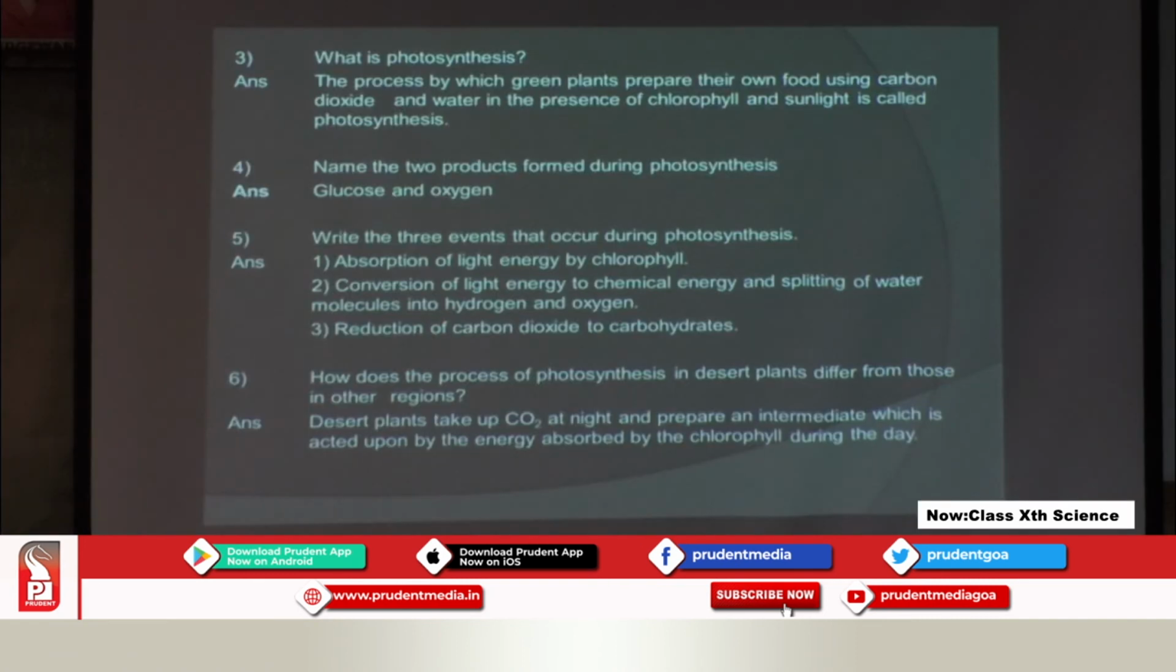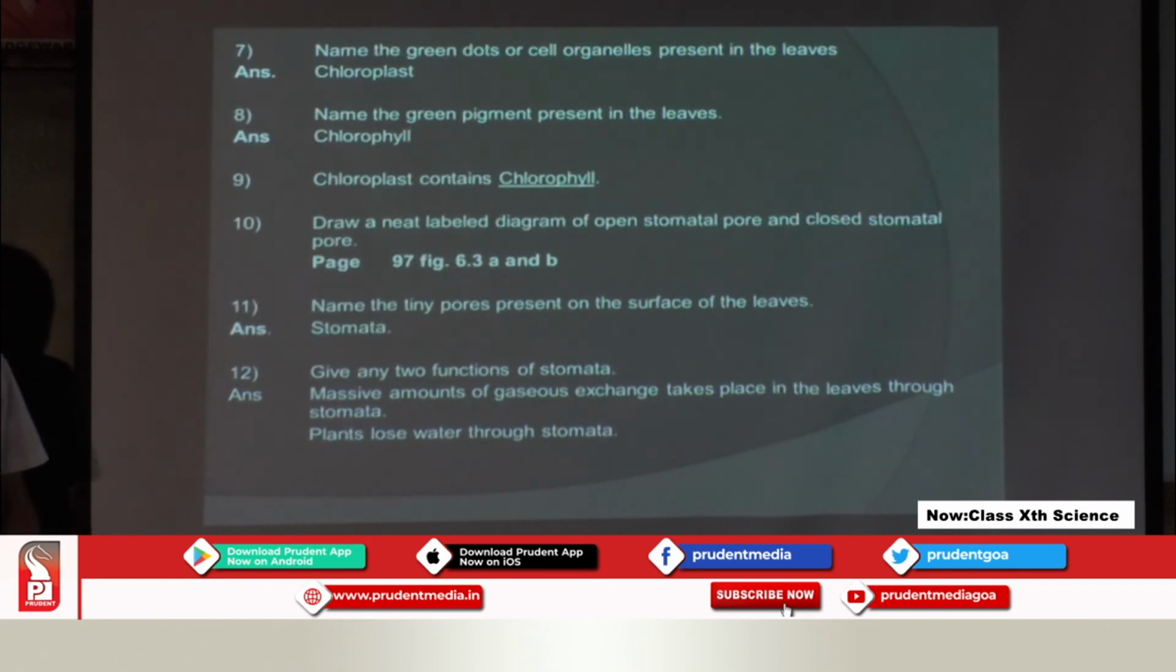Photosynthesis. Then the products formed during photosynthesis. The three events that occur during photosynthesis. How does the process of photosynthesis in desert plants differ from those in other regions? These are the things that we have covered.